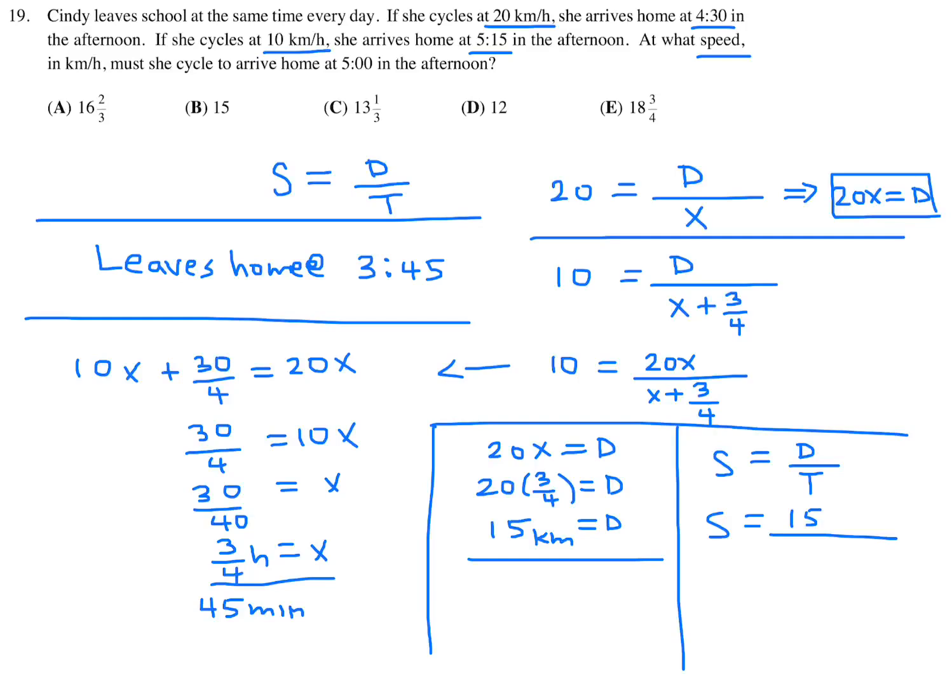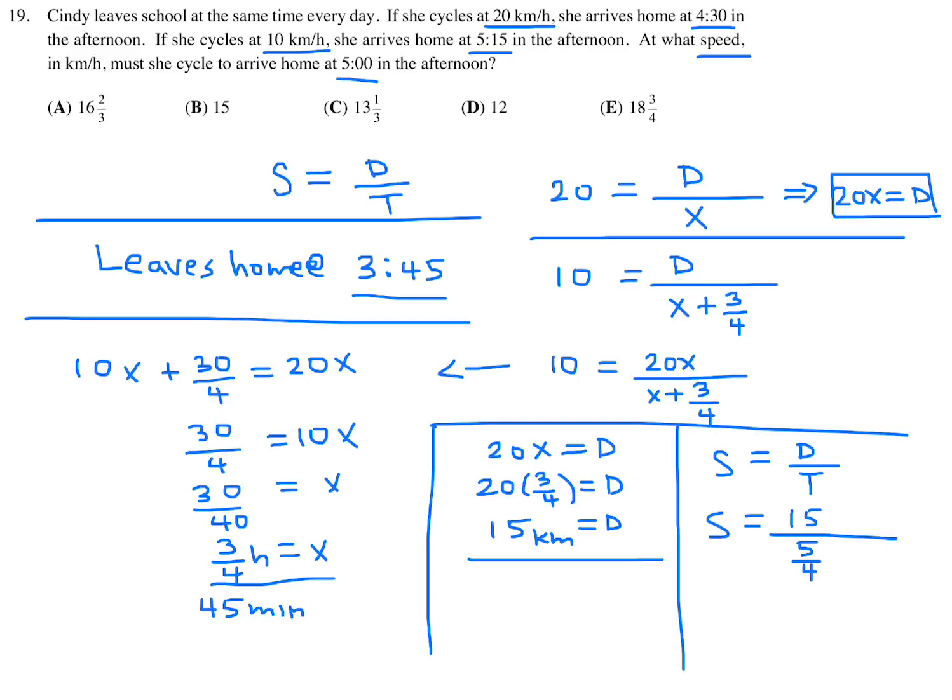but we already figured out that she leaves home at 3:45. They want her to arrive at 5 p.m. So how many minutes is that? It's 1 hour and 15 minutes, correct? And we have to convert that to hours. 1 hour and 15 minutes is 5 over 4 hours.